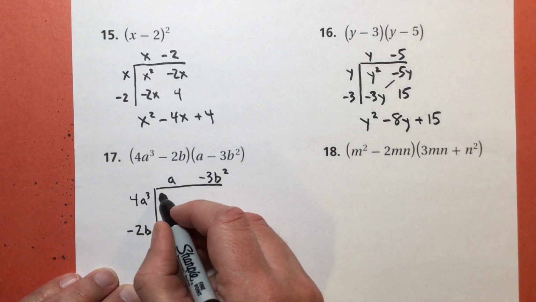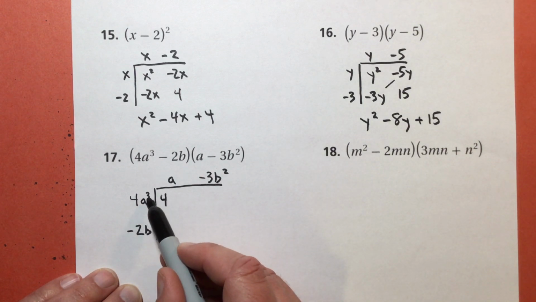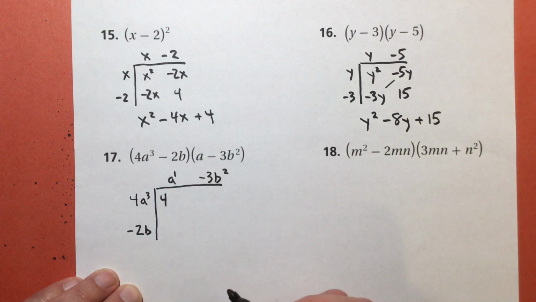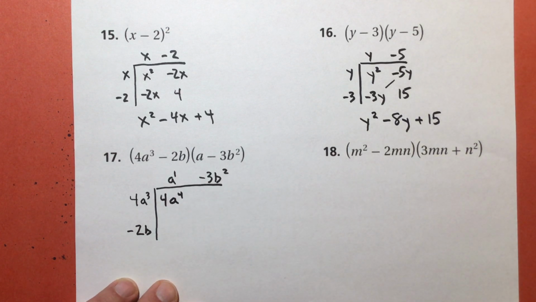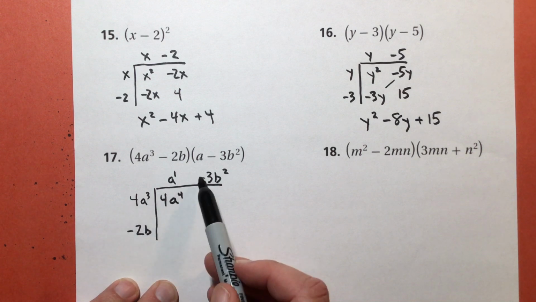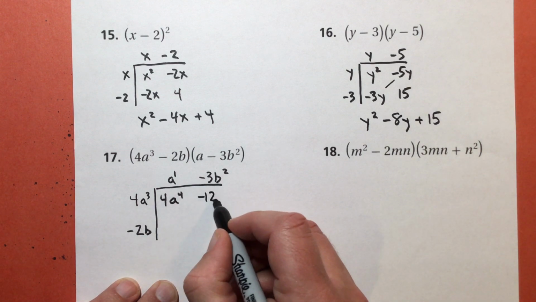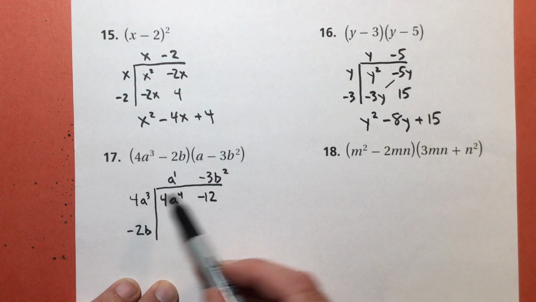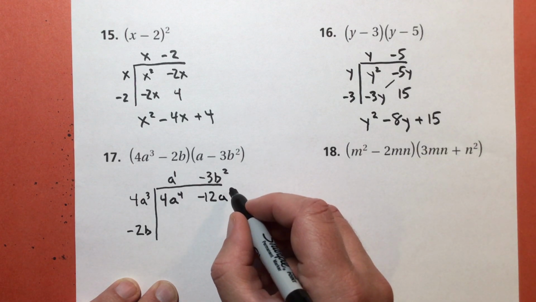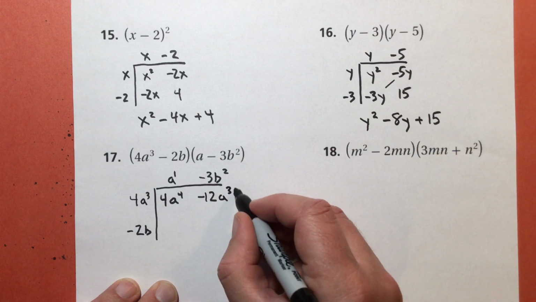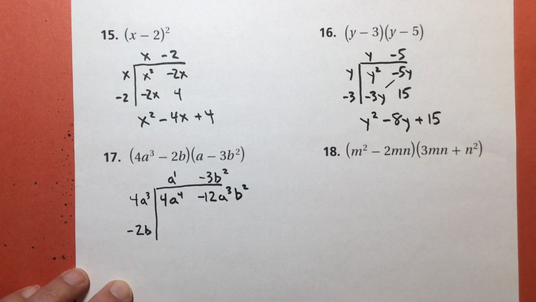So 4 times 1 is 4. A to the third times a to the first, I'll put that 1 in there, is a to the fourth. Good job, you got this. 4 times negative 3 is negative 12. I have a to the third and b to the second. I can't simplify those other than writing a to the third, b to the second. That's okay.